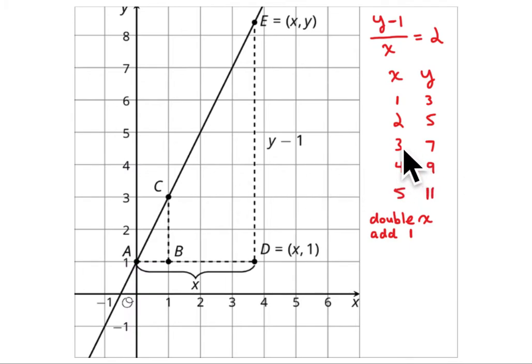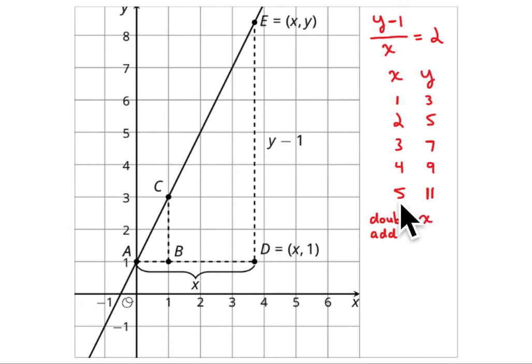So the horizontal length is 3 units. The vertical length is 7 minus 1, or 6 units. 2 times 3 is 6. The horizontal length is 4 units. Go up to 9. That's on this line. It's way up here. It's right here. So 9 minus 1 is 8. 2 times 4 is 8. So the vertical length is twice as long as the horizontal length. But remember, you have to subtract this 1 from the coordinate for y.